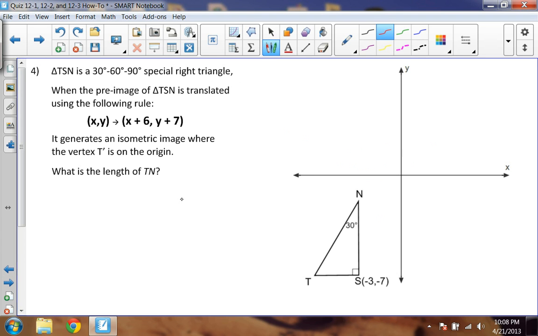Okay, number 4. Triangle TSN is a 30, 60, 90 special right triangle. So you see that one right here. I marked the 30. I did not mark the 60. If you'd like to mark that, then that'd be cool. When the preimage of triangle TSN is translated using the following rule.